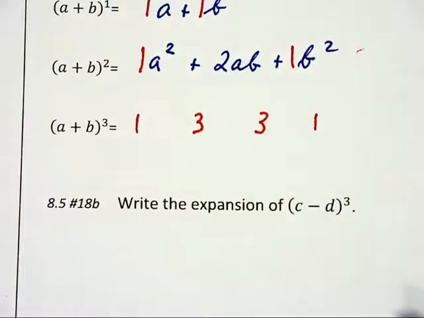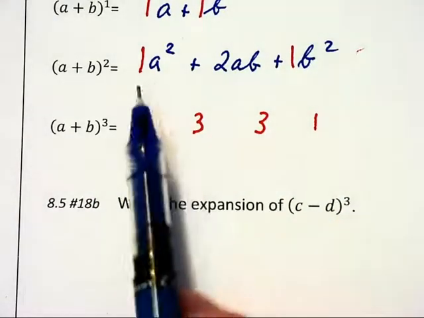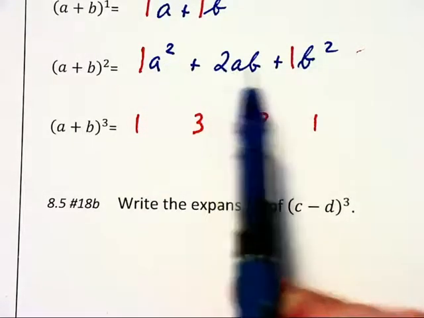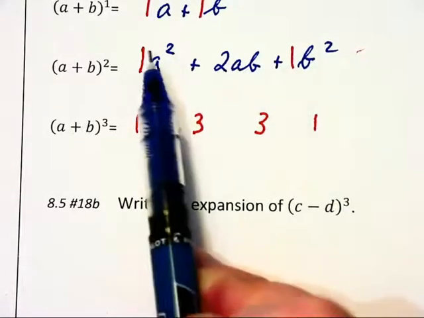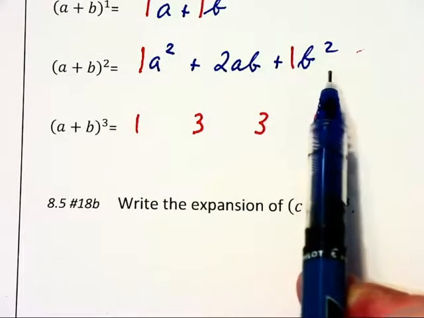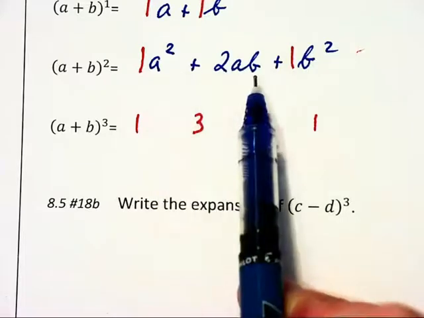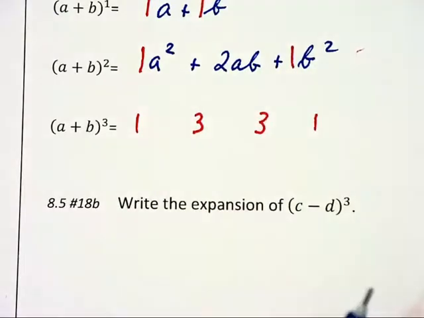Now let's look at something else from the line above. With the a's, we began with a squared, dropped to a to the first, and then no a's at all. We had a descending order of exponents for a. And then for the b's, there were no b's, 1b, 2b's. We had an ascending pattern of exponents for b's.